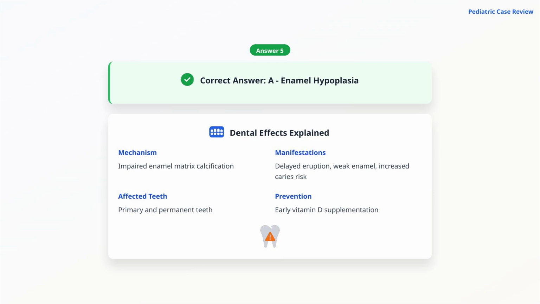Clinical manifestations include delayed tooth eruption, weakened enamel structure, and increased susceptibility to dental caries. Both primary and permanent dentition may be affected. Early vitamin D supplementation helps prevent these dental complications in at-risk children.